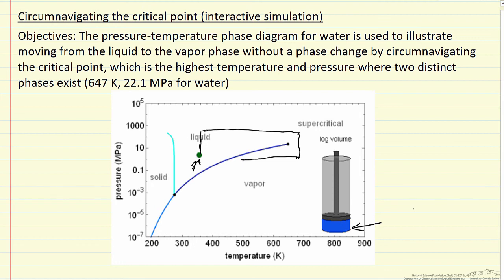And so I've gone from what we label the liquid region to something we label in the vapor region without a phase change. Now this vapor I could condense back to liquid at constant pressure by lowering the temperature, and now I would see the phase change. And so the interactive simulation will demonstrate this a little more clearly.